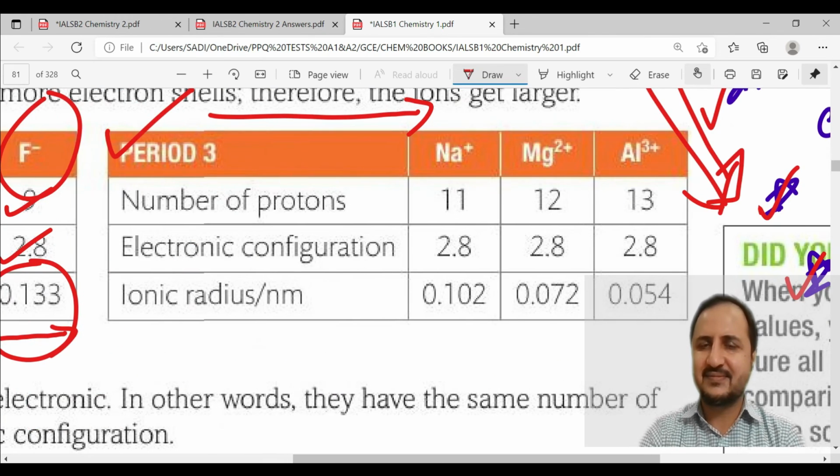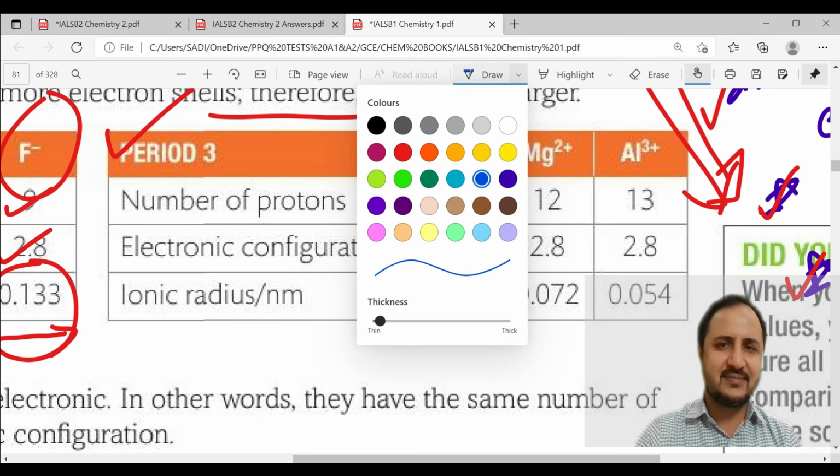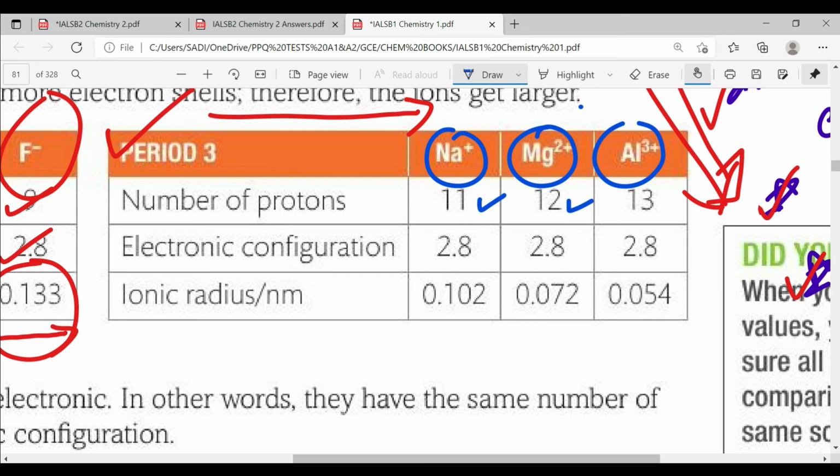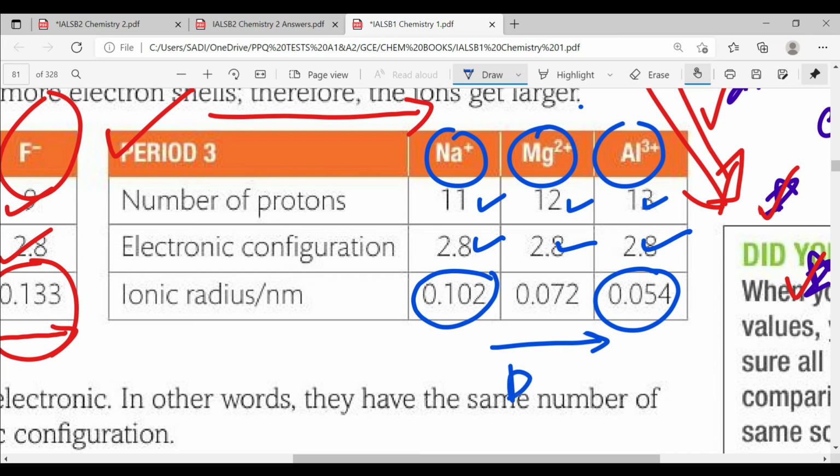Yes, sir. Moving on to the positive radius now, the cationic radius. The positive radius is basically, if you look into that one, you will see from sodium, it's also across the period, to magnesium to aluminium. The number of protons are 11, 12 and 13. Configuration is 2, 8. But you can see the radius, it is 0.102, but right now it has been decreased. So there is a decrease. Right?